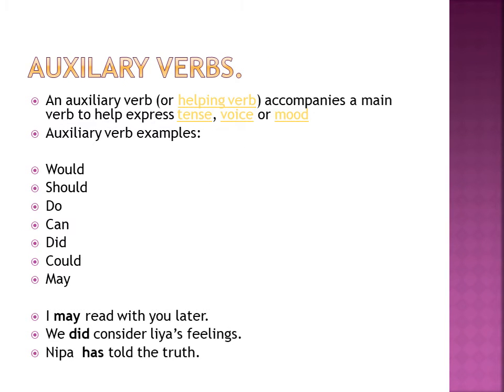Auxiliary verbs. An auxiliary verb or helping verb accompanies a main verb to help express tense, voice, or mood. Auxiliary verb examples: would, should, do, can, did, could, may. All are examples of auxiliary verbs. I may marry you later. Here, may is used to help marry. And this is an auxiliary verb. Did is used to help consider. Has is used to help told. And all these are auxiliary verbs.